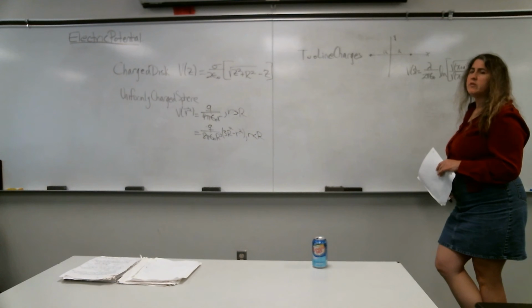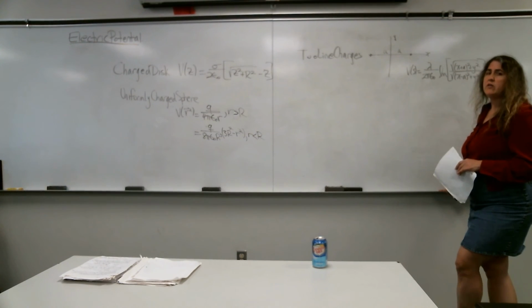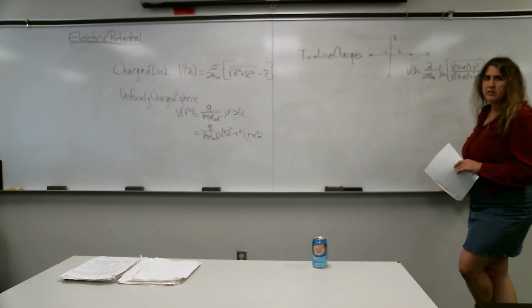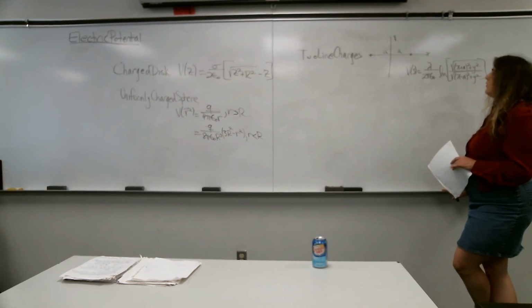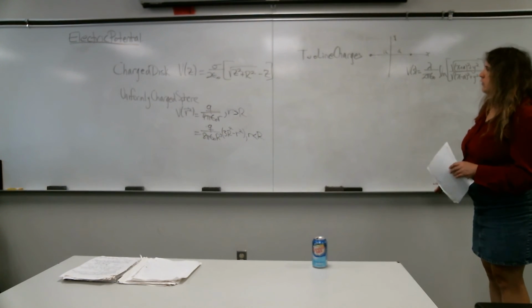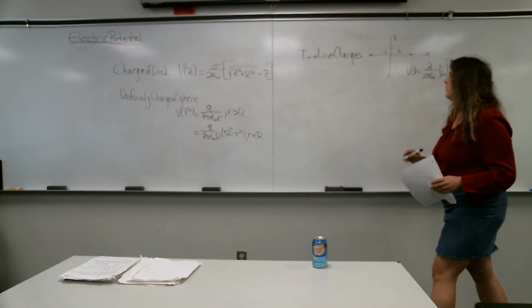lambda over 2 pi epsilon naught, natural log of the square root of (x plus a) squared plus y squared, and in the denominator of the argument of the natural log, you have square root of (x minus a) squared plus y squared. And the very last problem I'm going to give you is a little bit lengthy, so hopefully I will not make any mistakes when I copy this down.